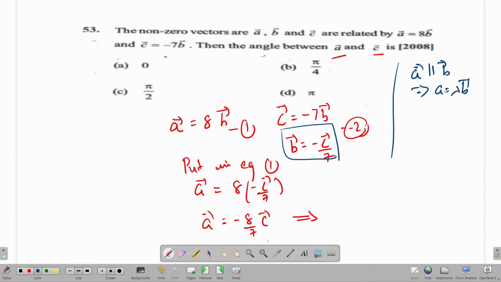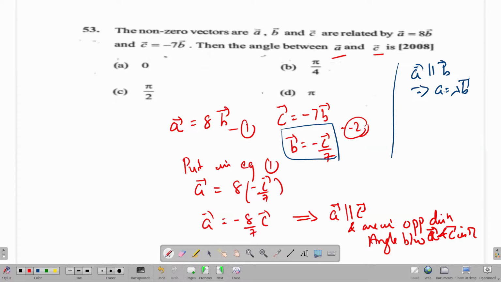Similarly here, what we get, that A and C are parallel vectors. So A is parallel to C, but as we get minus sign here, that means these two are parallel and in opposite direction. So that means angle between A and C is pi, because cos pi is minus 1. We have already done this. So D is the correct option here.